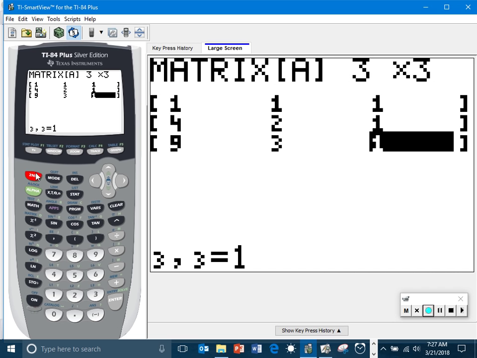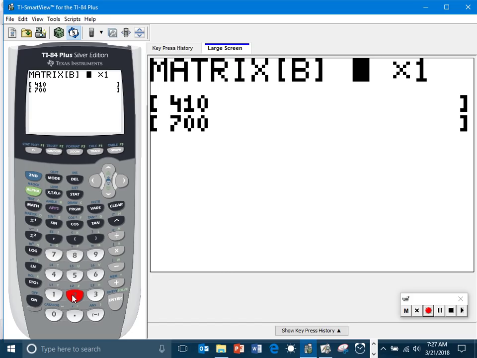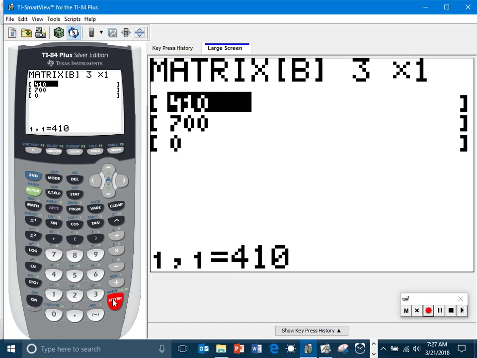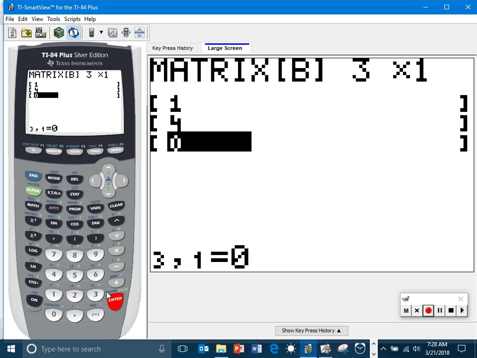Okay, back to the matrix. Back to edit. Number 2. That's a 3 by 1. Now there was 1 triangle in that one. The next one had 4, and then the next one had 9.